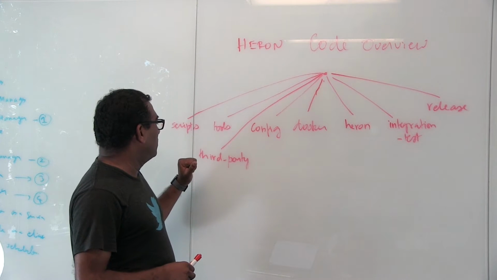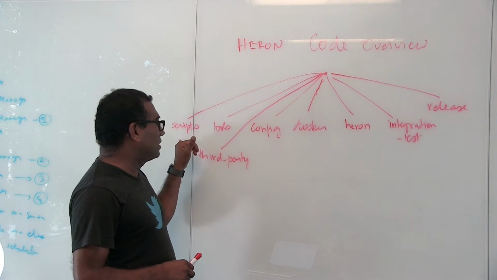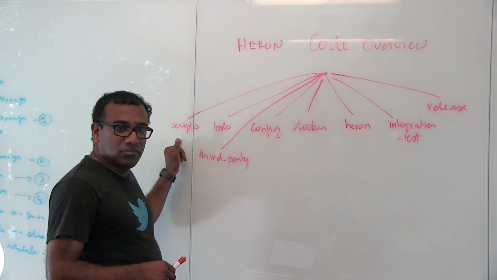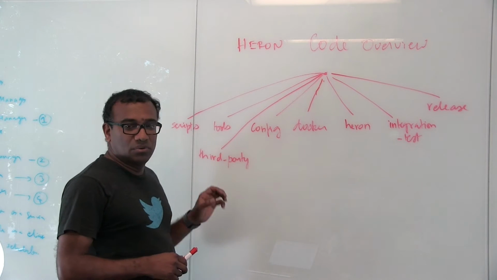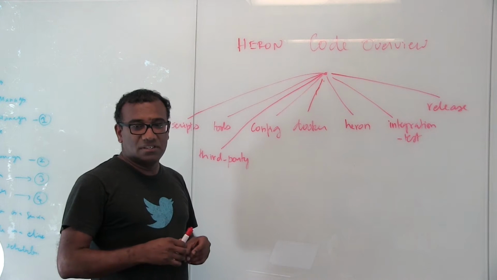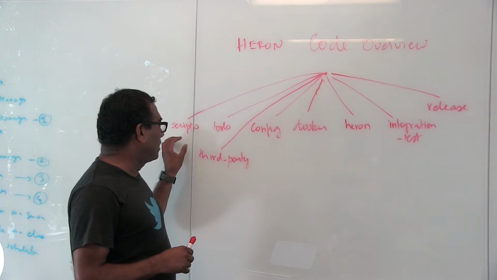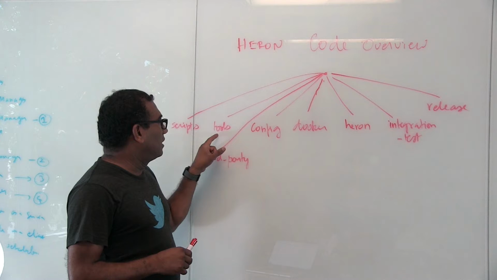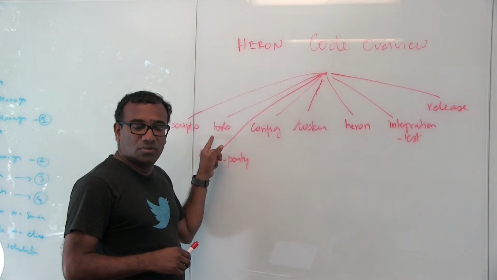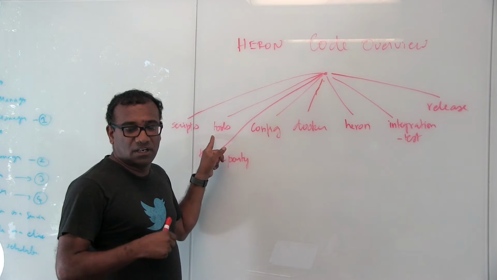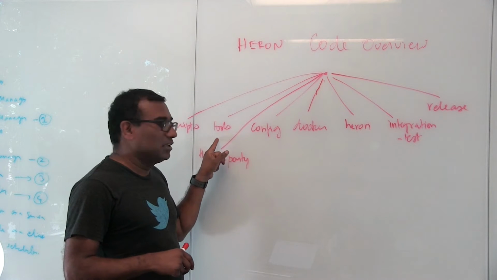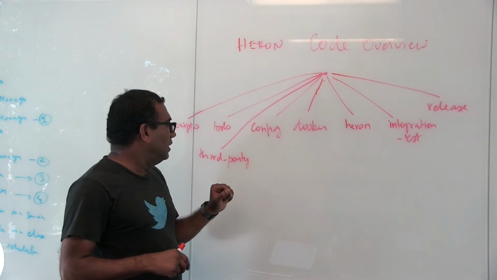So first we have what's called scripts, and this directory consists of all the code that deals with scripts in order to make a Heron release and build packages, those kinds of scripts. There is another directory called tools, and the tools directory contains all the Bazel related configurations and rules files and all the various stuff that is used for compiling code.